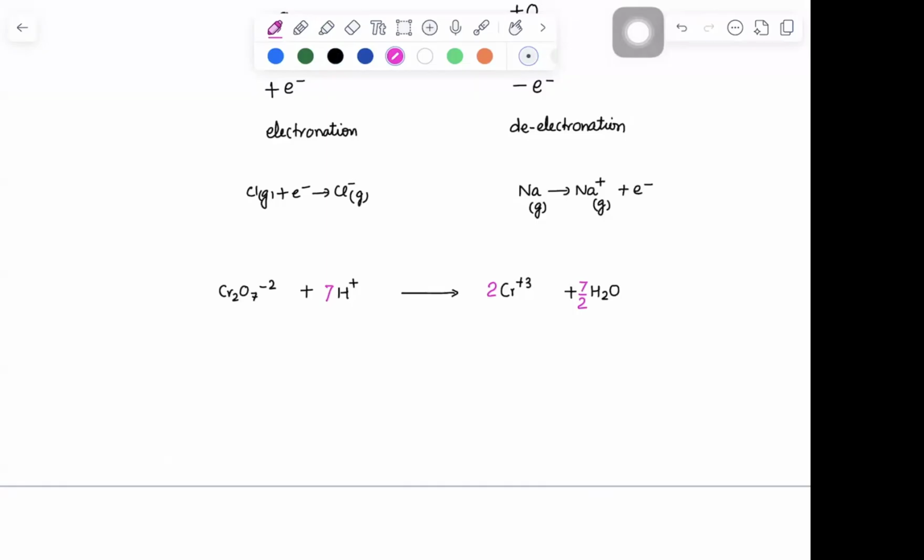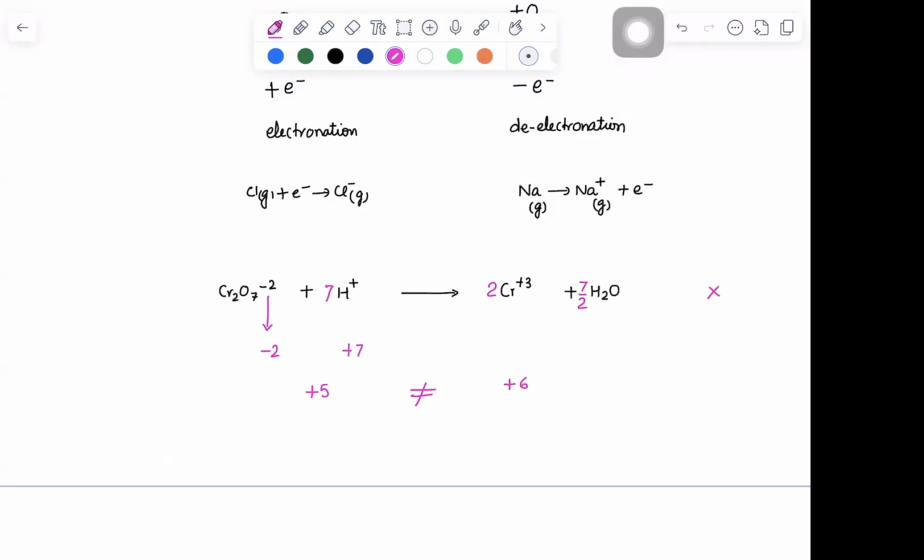Good effort, Astha. What you have done is you have balanced chromium atoms, hydrogen atoms, and oxygen atoms, but there's a problem. When I look at the charge, it is -2, it is +7, and this is +5. Whereas on the other side, 2 into +3 is +6. So this is a mismatch. Hence, this is wrong. Understand? So this balancing has a problem. To some extent it is fine, but there is some problem. How will you solve that problem? That is the next question.